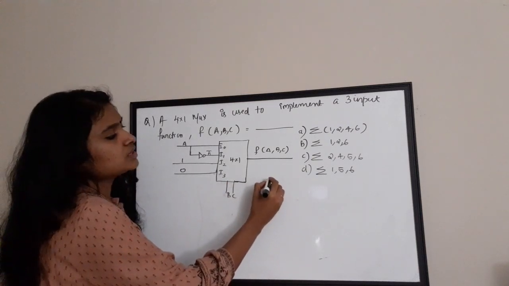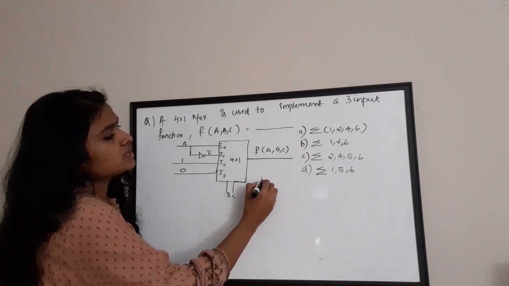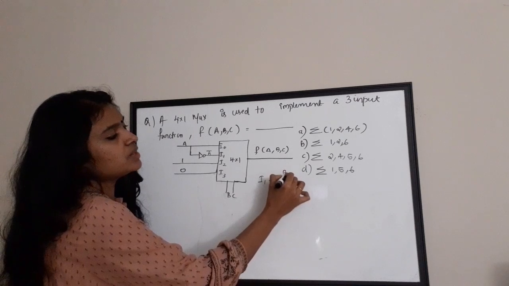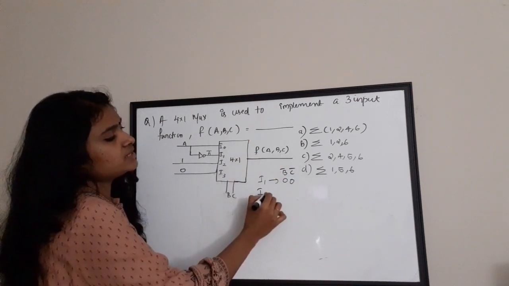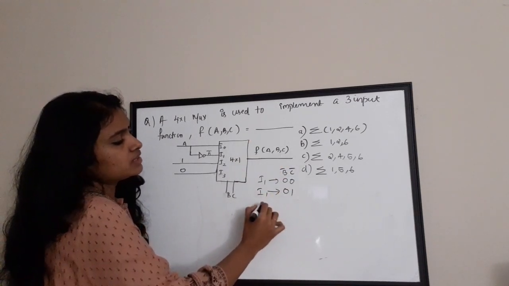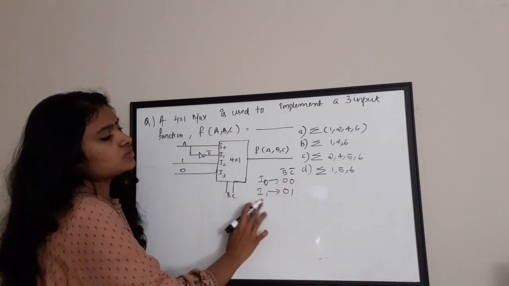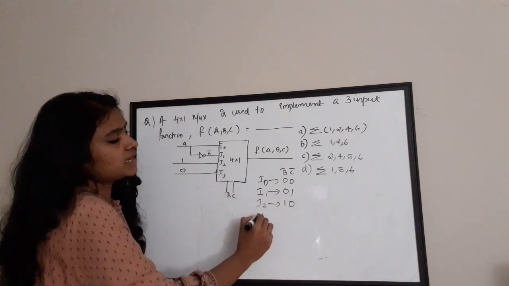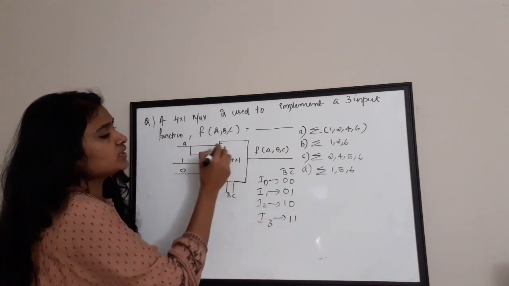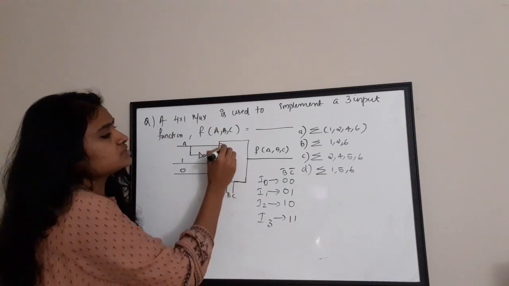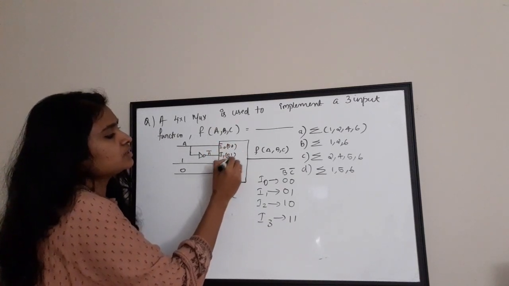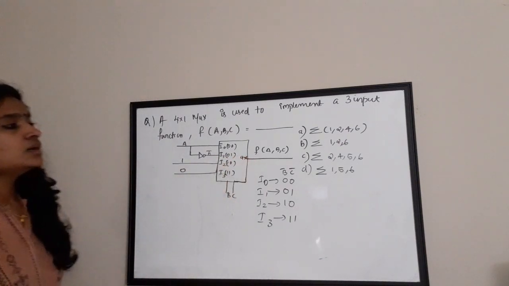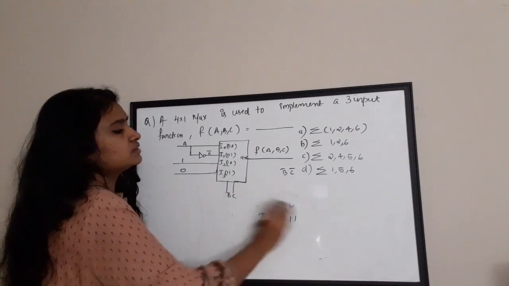The inputs correspond to the select values as follows. I0 corresponds to 0, 0, that is B bar, C bar. I1 corresponds to 0, 1. I2 corresponds to 1, 0. And I3 corresponds to 1, 1. So you can write it here: 0, 0, 0, 1, 1, 0 and 1, 1. Right, this is a 4:1 mux. So I've written it inside the box.